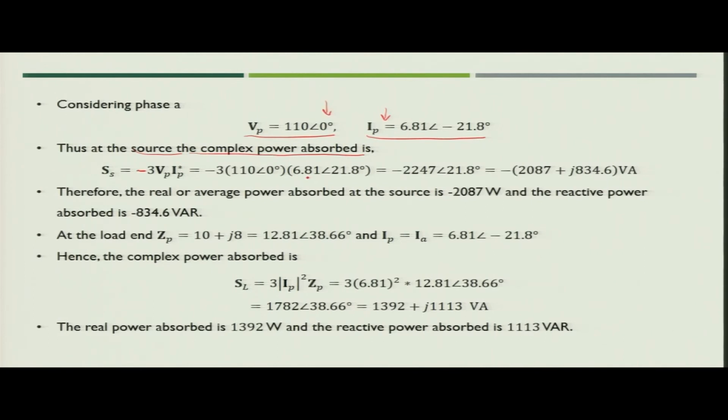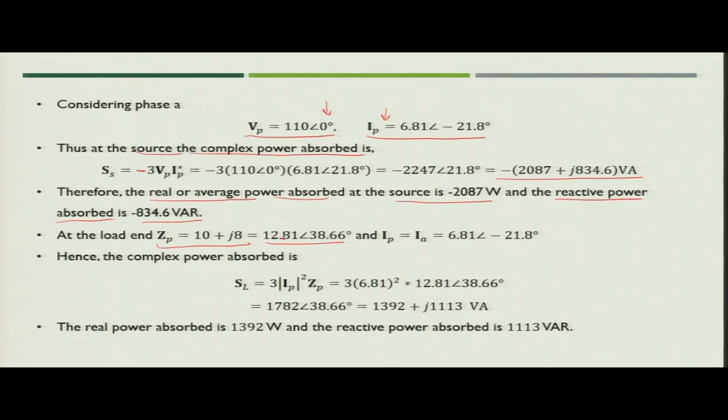When you put those values and simplify, you will get the source power absorbed. The real, or average, power absorbed at the source is minus 2087 watt, while the reactive power absorbed is minus 834.6 VAR.